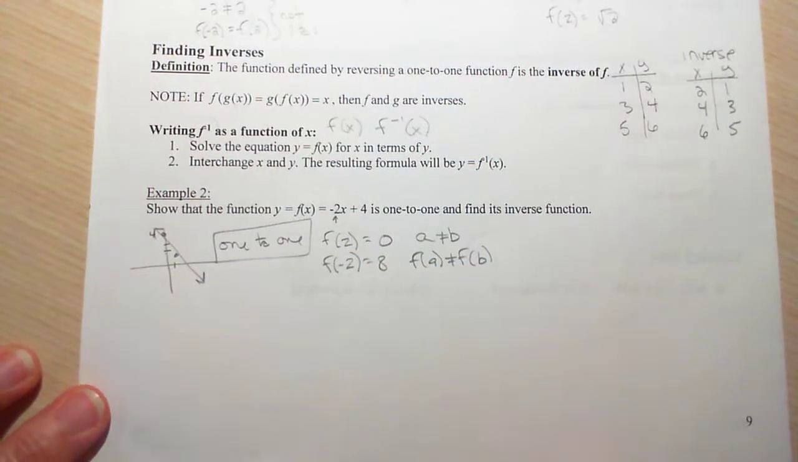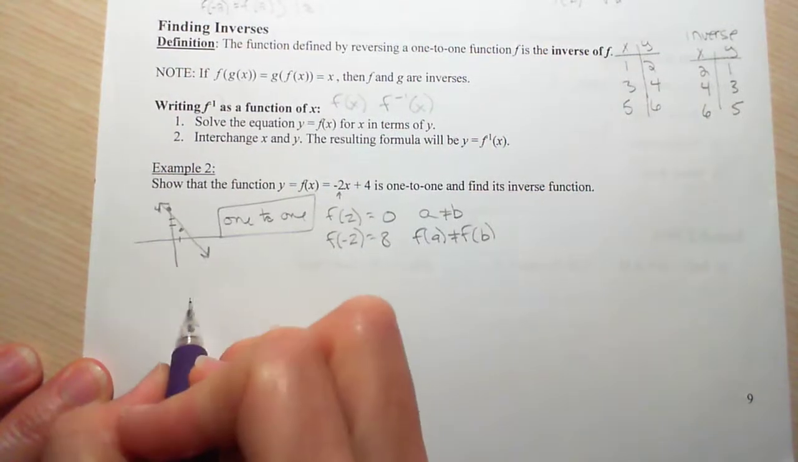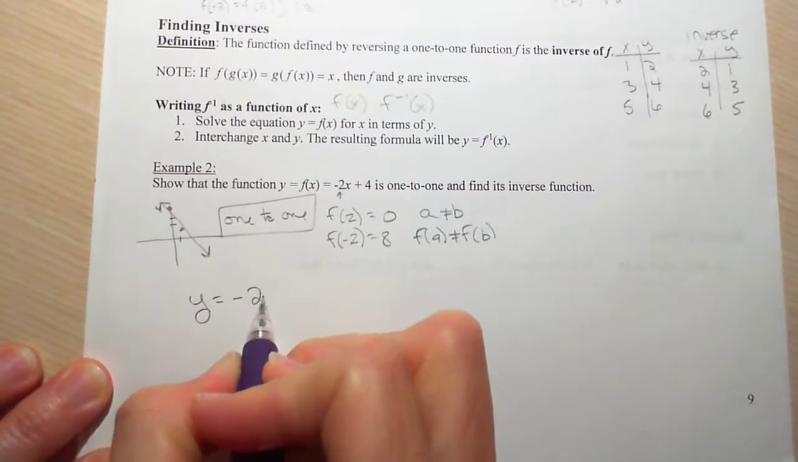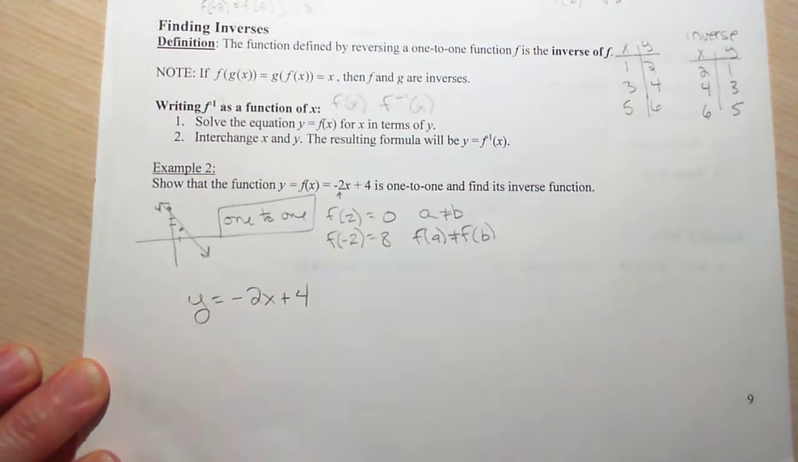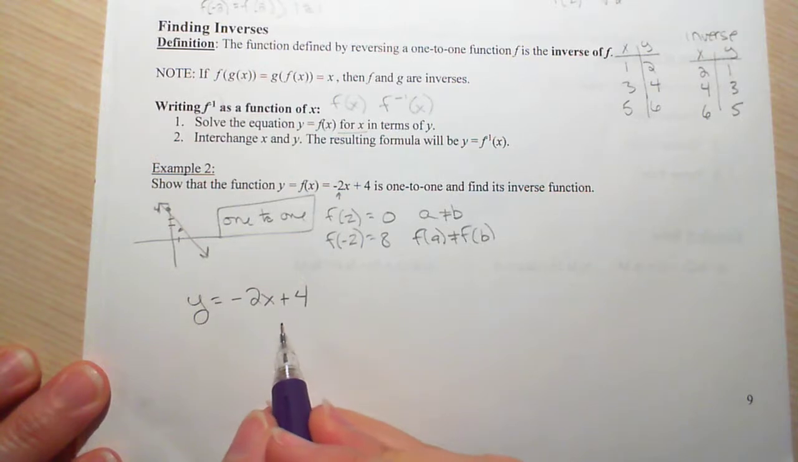Now we need to find its inverse. So the first thing you want to do is, if your function is written as f of x equals like that, you want to write it as y equals. Okay? And then you want to solve for x. So you want to get x alone. We're normally getting y alone. We want to get x alone.